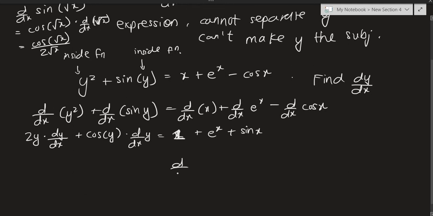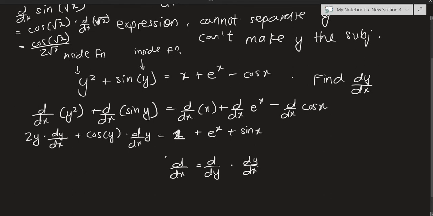That's because you can write the d over dx as d over dy times dy over dx. So this d over dy is basically acting on the y squared. That will give us 2y times this dy over dx. So that's an interesting analogy that works all the time. So you may want to use that.